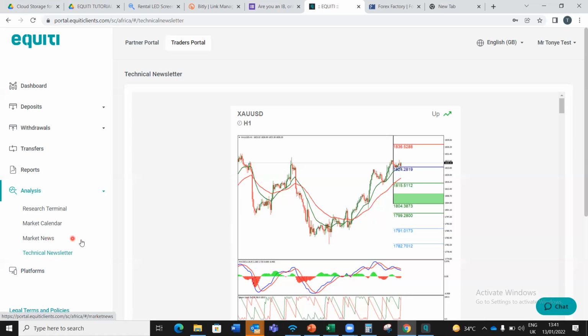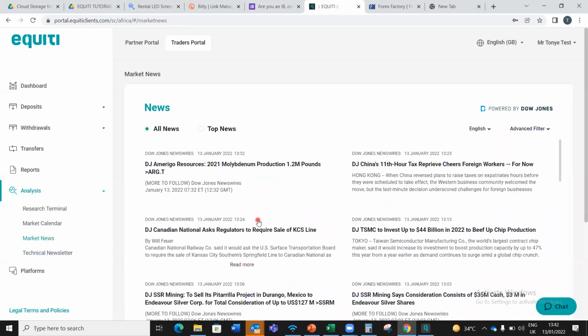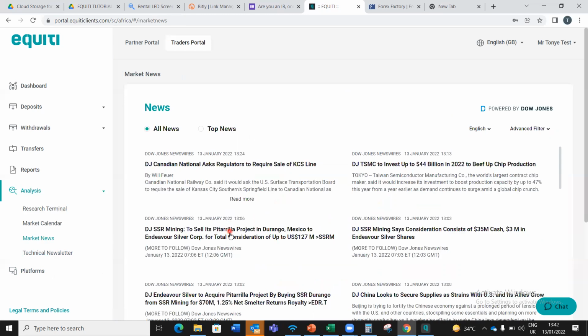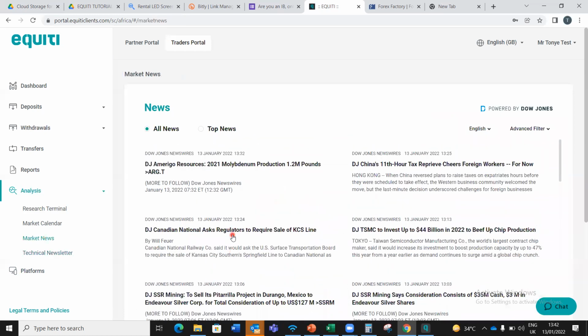All right, so we were talking about the fundamental analysis and how we can keep abreast of news. On the Equity platform, we also have the market news, in partnership with Dow Jones. We bring you news on a daily basis so you can keep up to date with happenings that affect the global financial market every day.